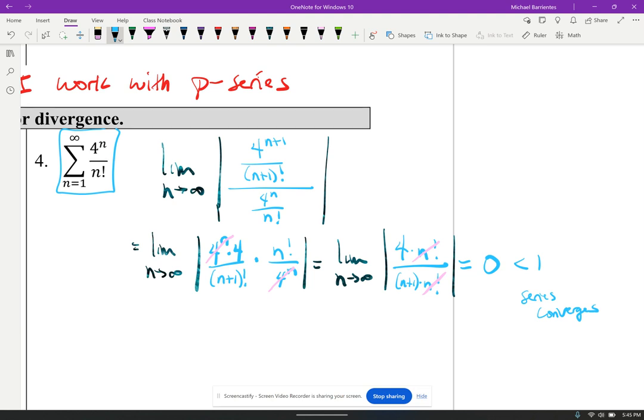Take the limit of the n plus 1th term divided by the nth term. If you get a limit value that's smaller than 1, less than 1, it's going to converge. If the limit value is greater than 1, it's going to diverge. If it's equal to 1, we don't know. It could converge, it could diverge. We just don't know. Got to try something else.